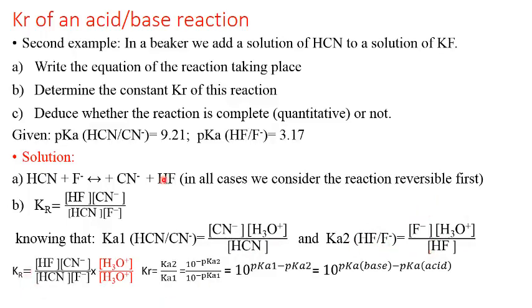Again, for Kr, we have to multiply this relation by H3O plus in the numerator and in the denominator, and as you can see here, if I consider CN minus multiplied by H3O plus divided by HCN, those three together will be Ka1, and HF divided by F minus multiplied by H3O plus will be the reverse of Ka2, which will be figured here.